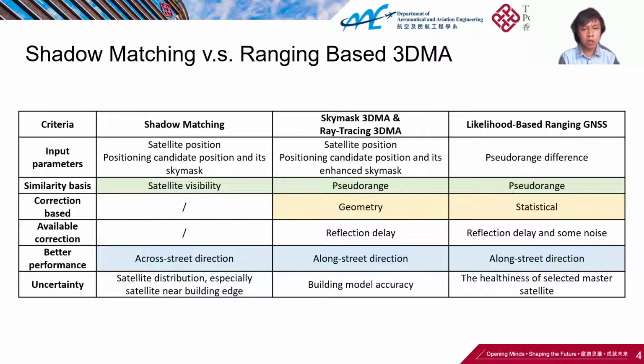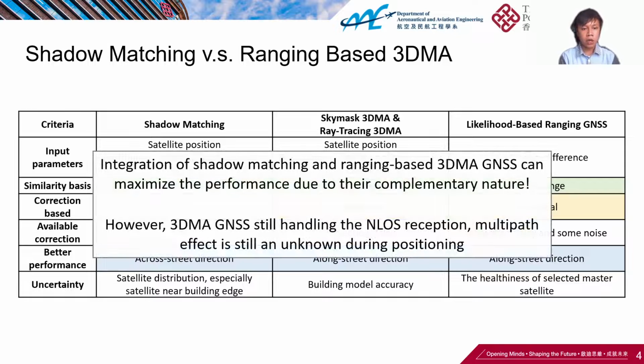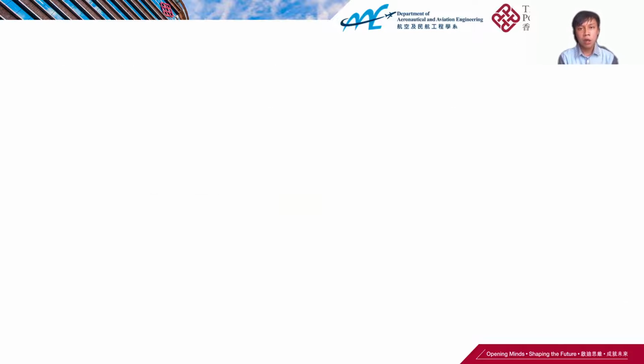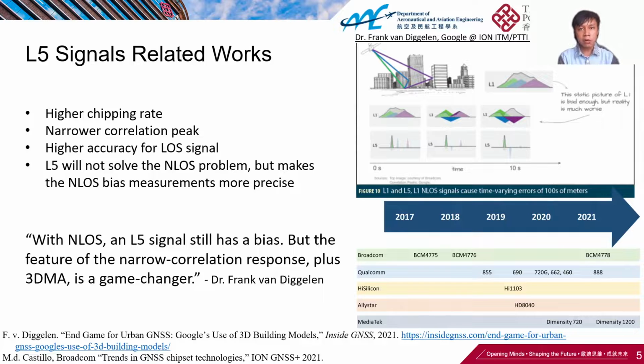So shadow matching has better performance in the across-street direction, and ranging-based 3D GNSS usually performs well in the along-street direction. Therefore, combining them can maximize the positioning performance. However, if we mainly handle NLOS reception, multipath effects are still unknown during positioning. Therefore, the L5 signal can play a role in mitigating the multipath effects.